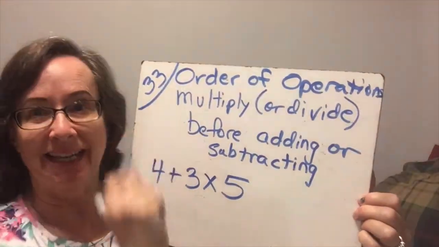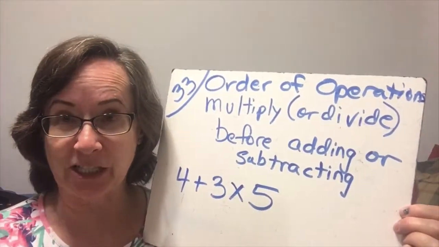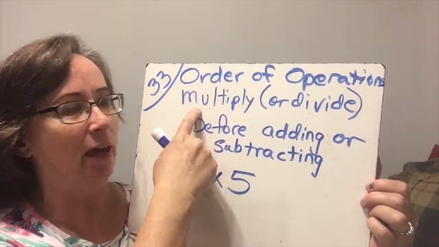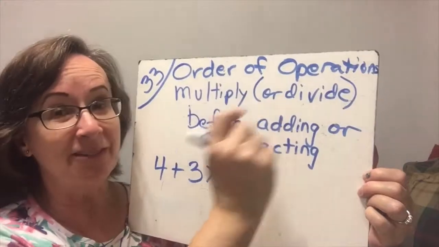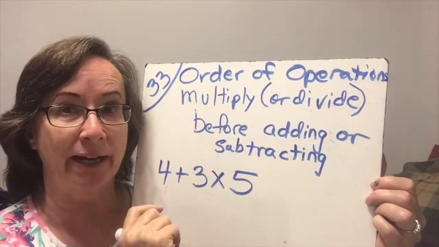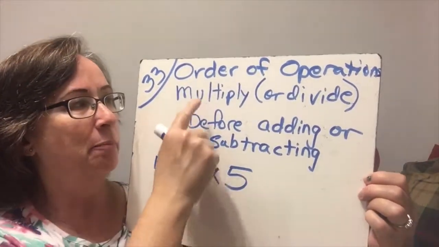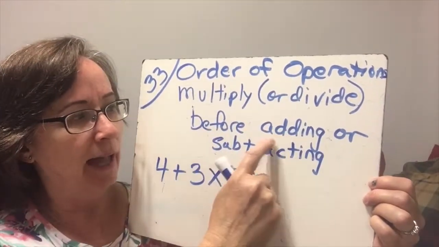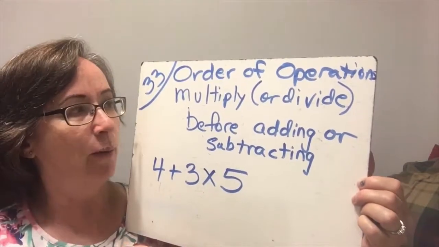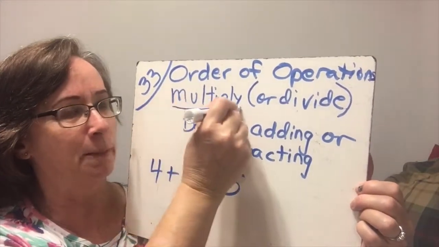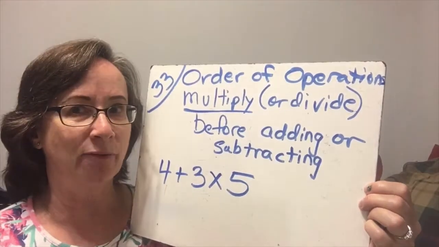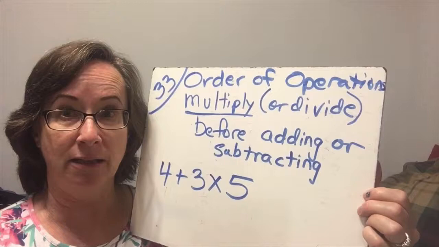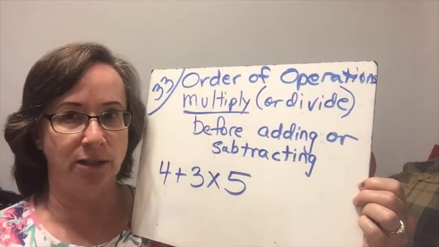And today we're doing lesson 33, which is order of operations. And the big deal about this lesson is that we are going to always multiply or divide. Now, your book is saying multiply right now because that's what they're teaching you, but multiplication and division are going to take place before adding and subtracting. So in this lesson, we're just showing the multiplication portion, but if you ever see a single division problem in there, you would do that also before you would do addition or subtraction.